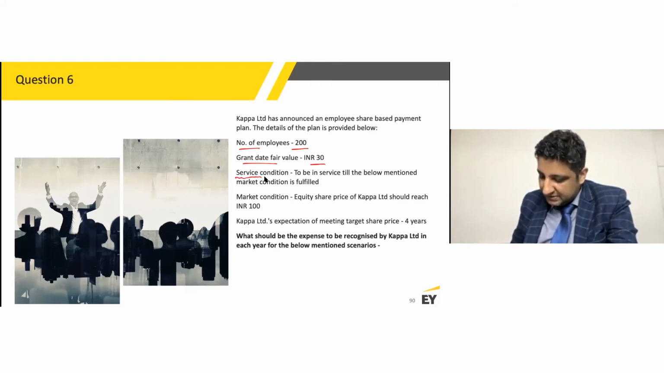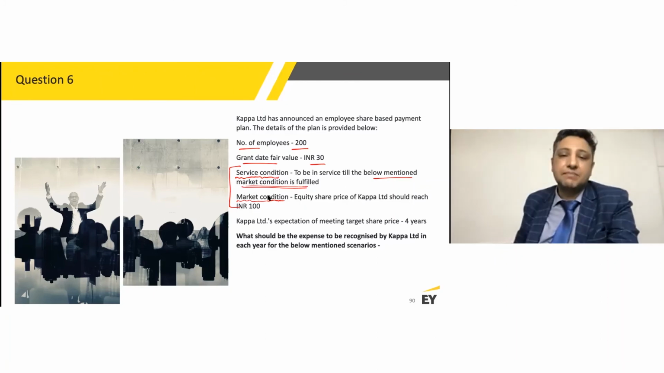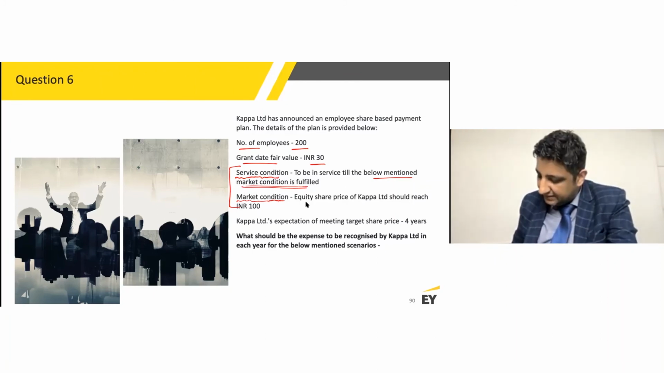There is a service condition till the market condition is fulfilled. By the way, you have to be in service until the market condition has been achieved. So there's a combination of both service and market condition, right? The market condition suggests that the equity share price of Kappa should reach at least 100 rupees. Also, it's mentioned Kappa Limited's expectation of meeting the target price is 4 years, right?